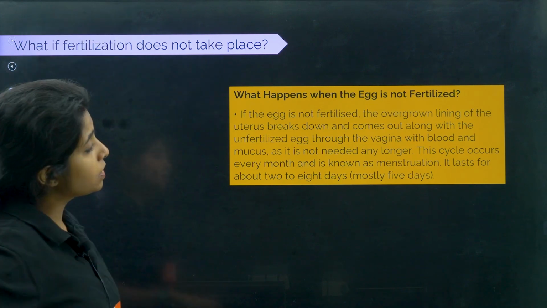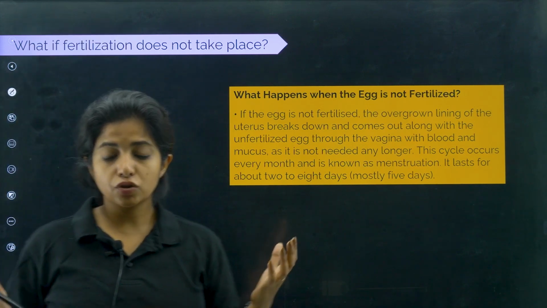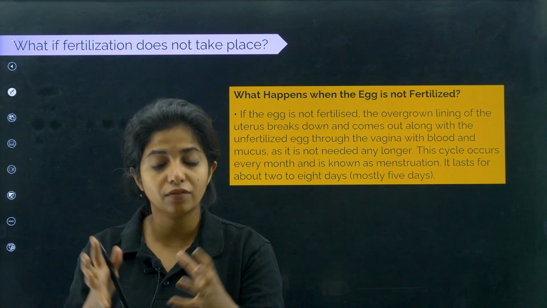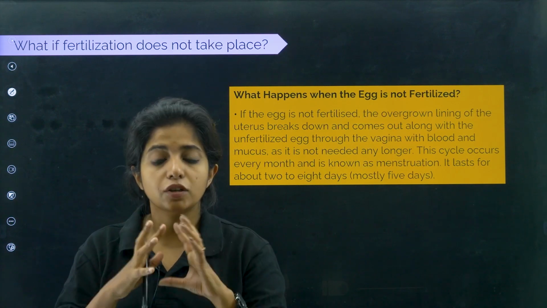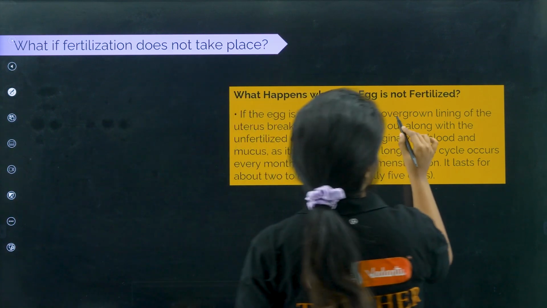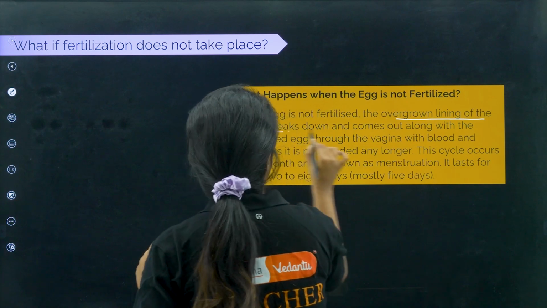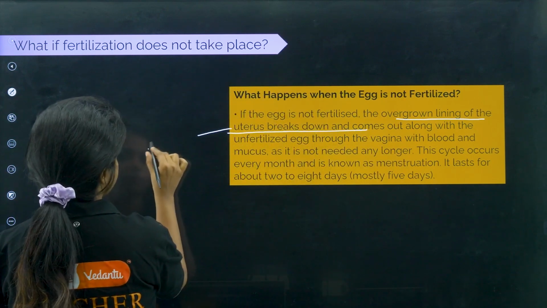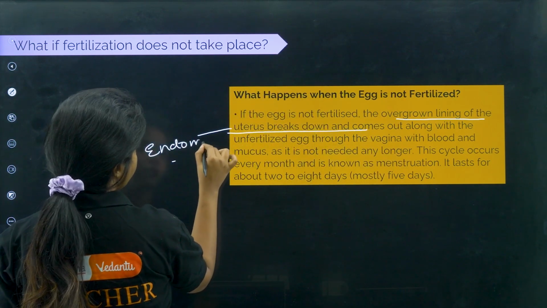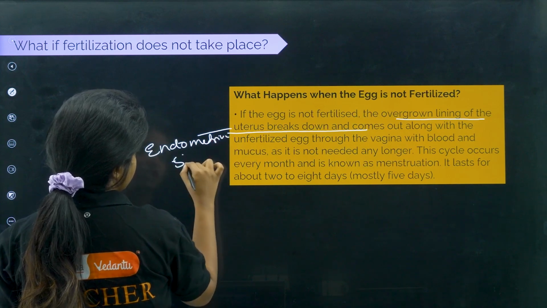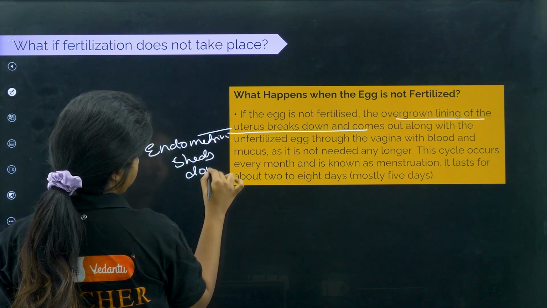Now what happens when the egg is not fertilized? I told you, when the egg is not fertilized, the uterine lining which is made up every time ovulation takes place is shut down. So if the egg is not fertilized, the overgrown lining of the uterus breaks down. What is this known as? Endometrium. So you say that the endometrium sheds down. That is the term that you use.